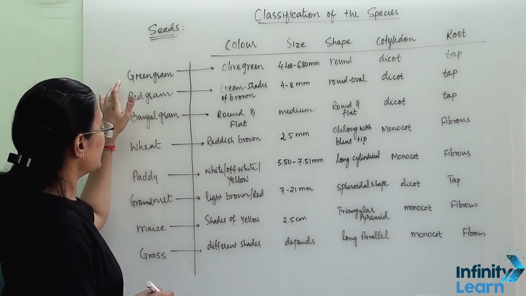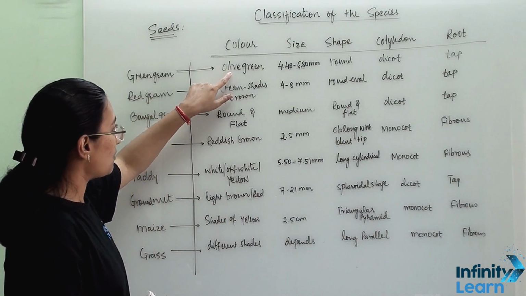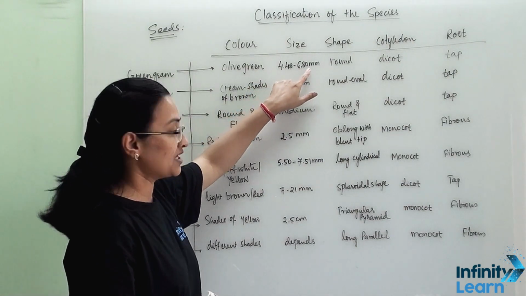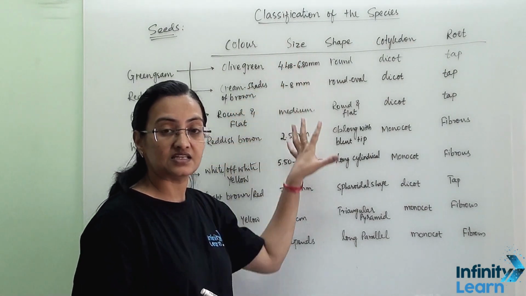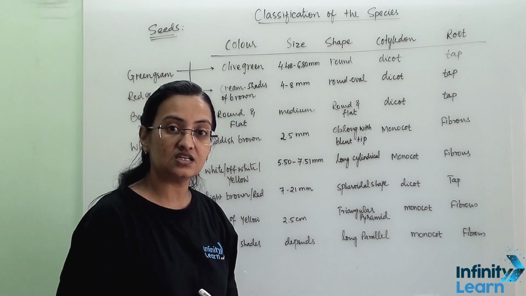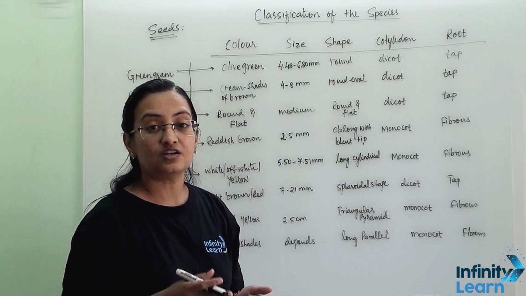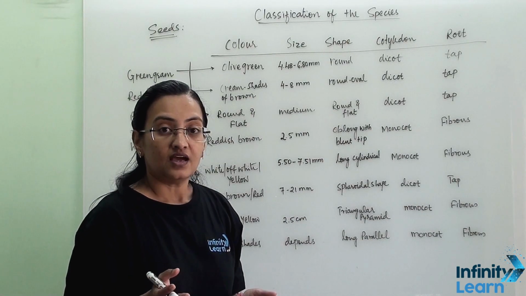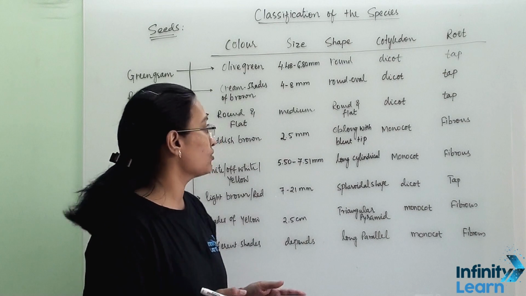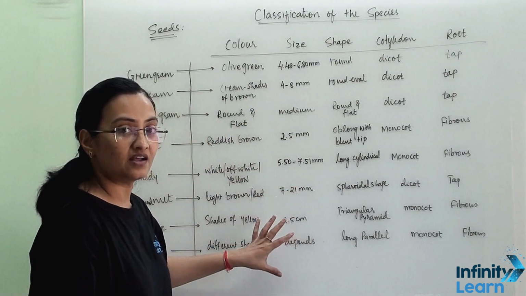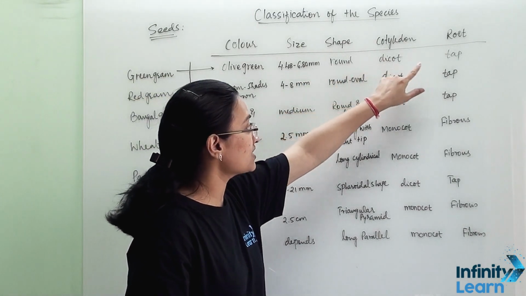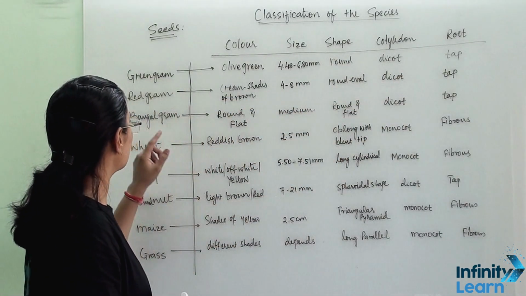So first, green gram. The color of green gram will be olive green and size is 4.48 to 6.80 mm. Now all this data and numbers depend on the seed variety and geographical area. It may vary, it can change, depending upon the hybrid variety and natural varieties also. So these values are approximate. The shape is round, and dicot and taproot system we can observe in green gram.